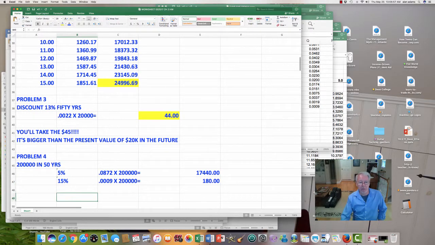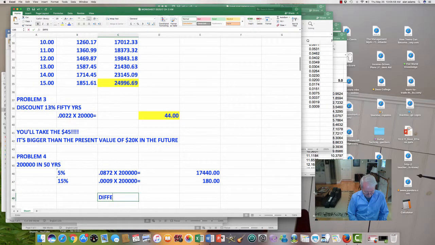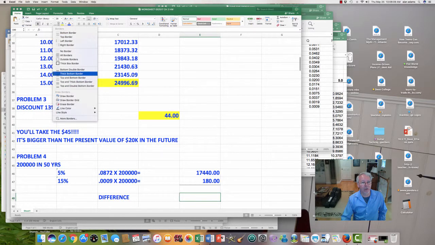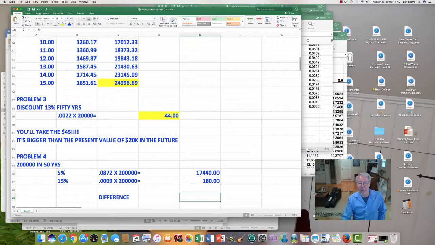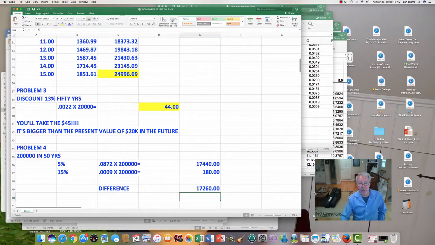So what is the difference? That's what I was really asking you. The difference is going to be, like good accountants, let's put lines under our numbers as we learned in financial accounting so long ago. And we're going to take the difference between those two numbers, and that's the answer. Our difference is significant, isn't it?